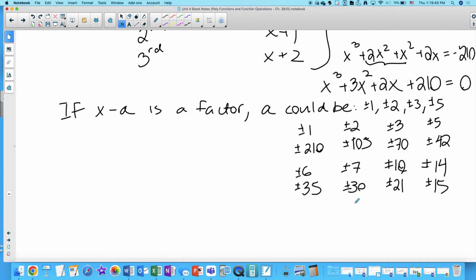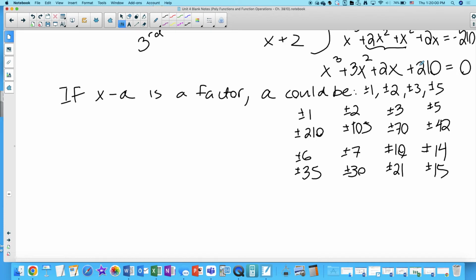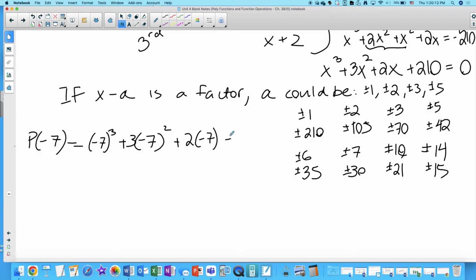P of 7, I believe, works. No, must be negative 7. P of negative 7 works, because if it was 7, these would all be positive. So take my word for it. I'm not going to graph it, but if we look at P of negative 7, that's negative 7 cubed minus 3 times negative 7 squared, sorry, plus 2 times negative 7 plus 210. And that is negative 343. 3 times 49 is 147. Minus 14 plus 210.